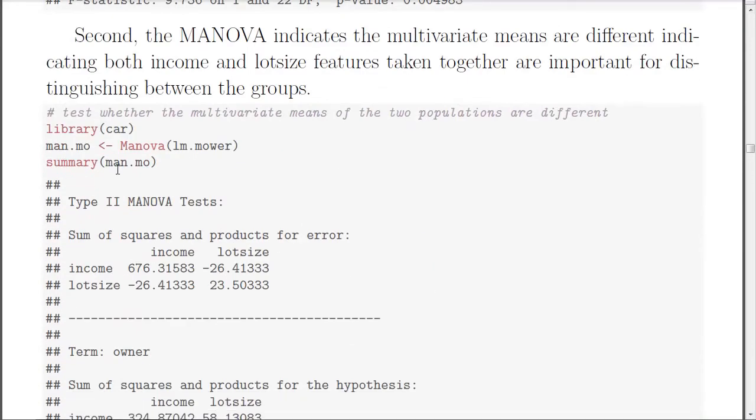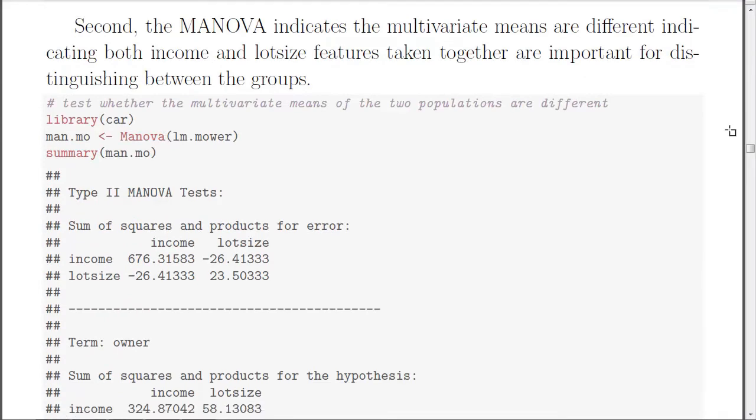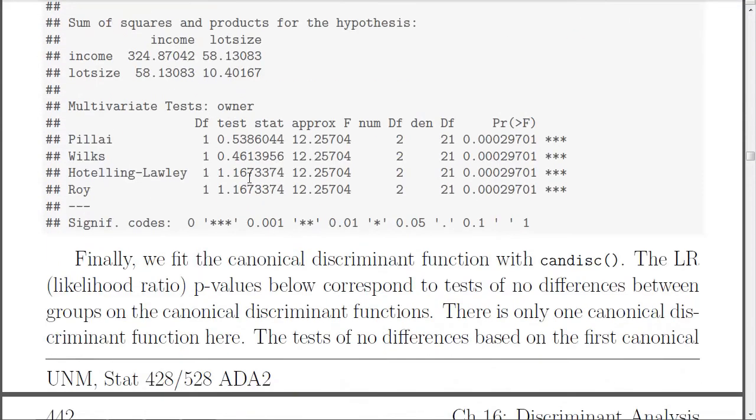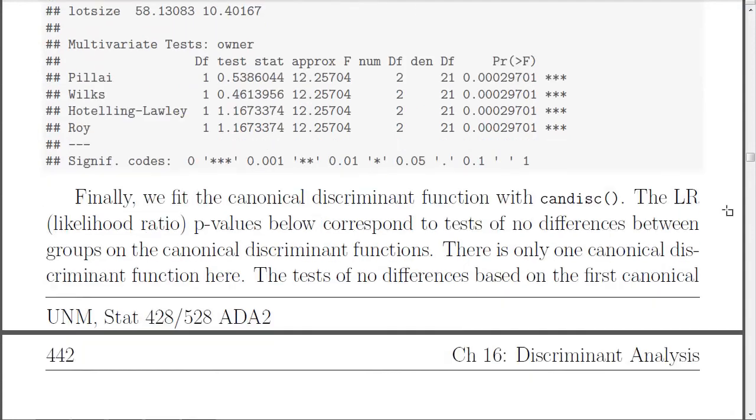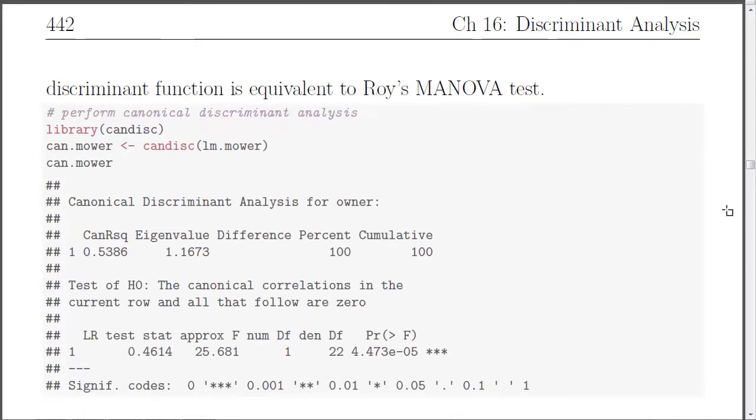If we fit a multivariate ANOVA, Roy's root is going to give us the direction that is the best way to distinguish these two groups. And notice the p-value of 0.0003. So we found a direction that does even better by taking a linear combination.